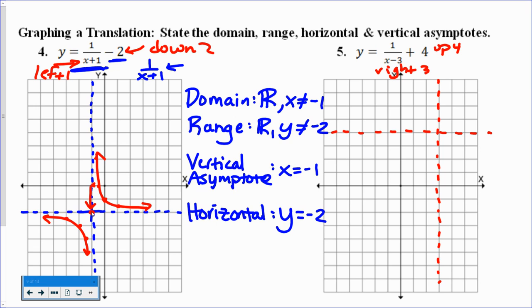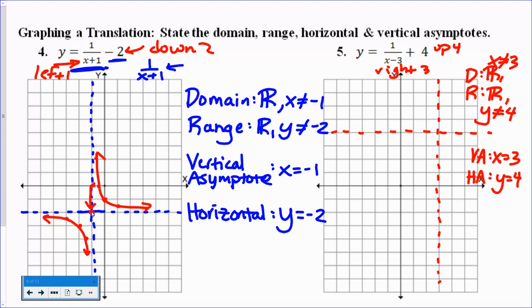For number 5, I already plotted that. Let's talk about the domain and range. x could never be 3 because that would make the denominator 0. Range, any number but y could not equal 4. I do not change the sign on that one. It stays the same because it's moving everything up. So the vertical asymptote is the line x equals 3. The horizontal asymptote is the line y equals 4.